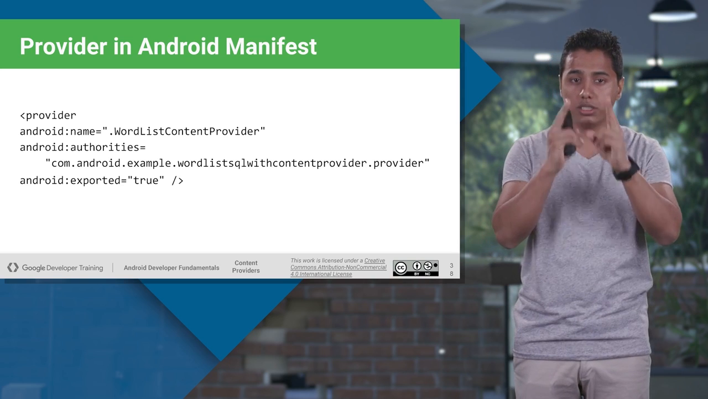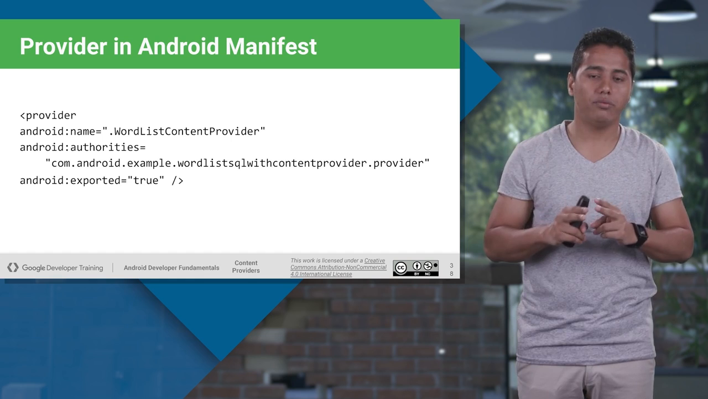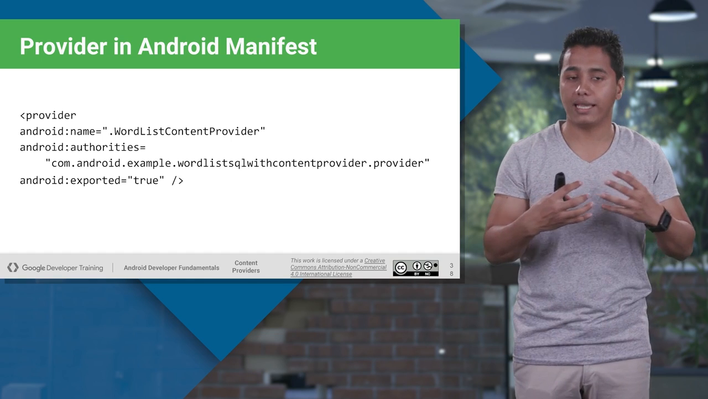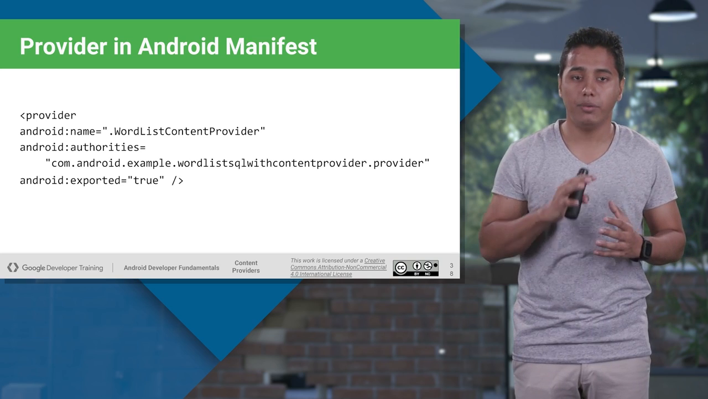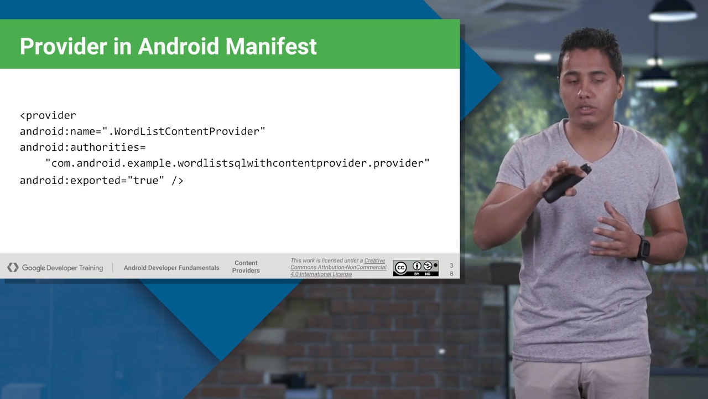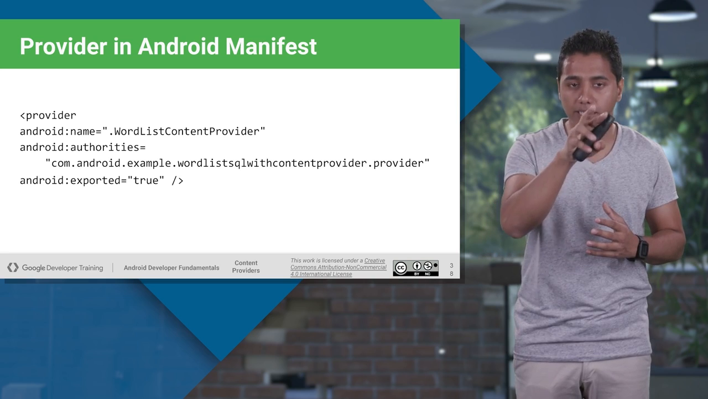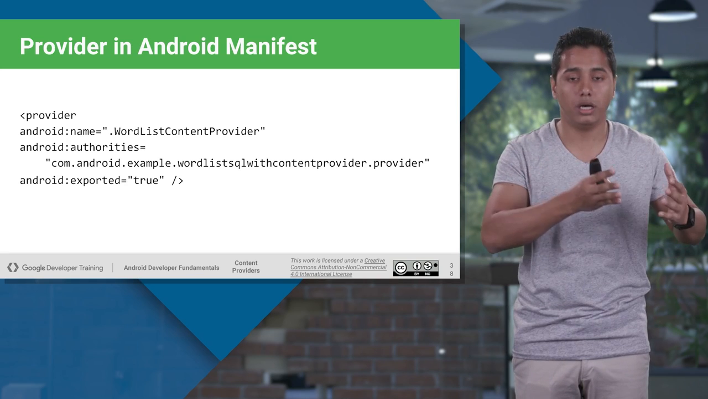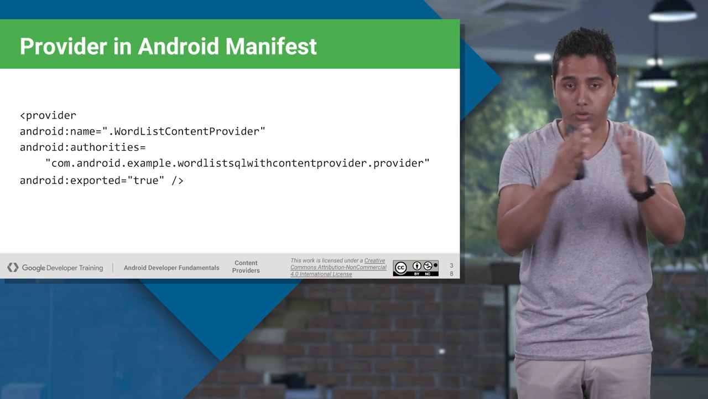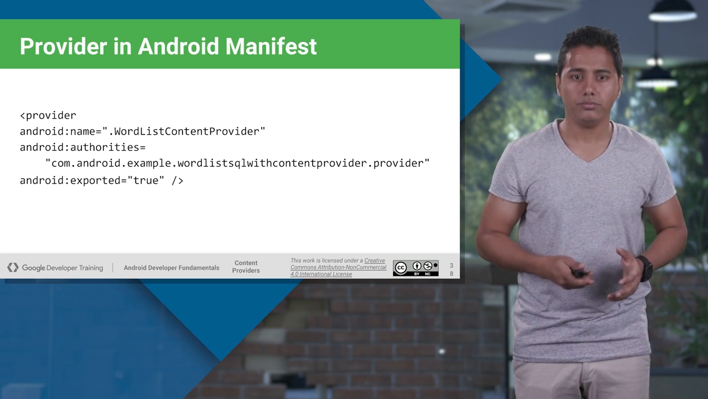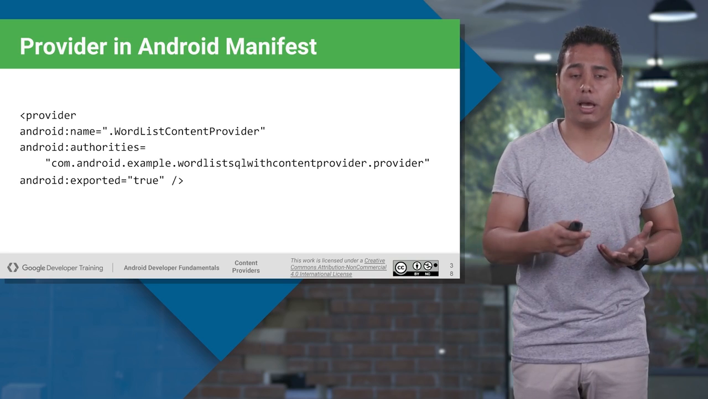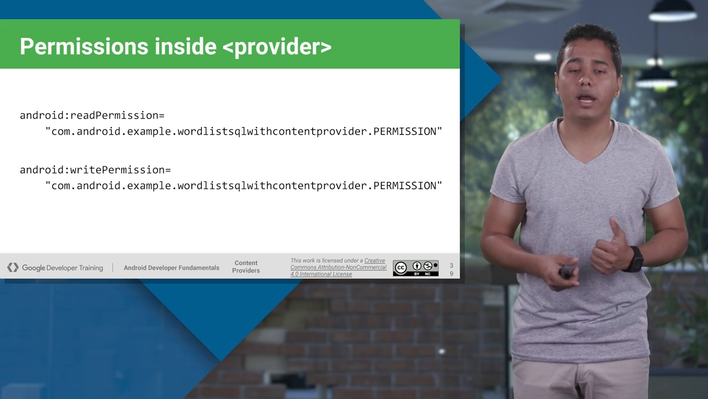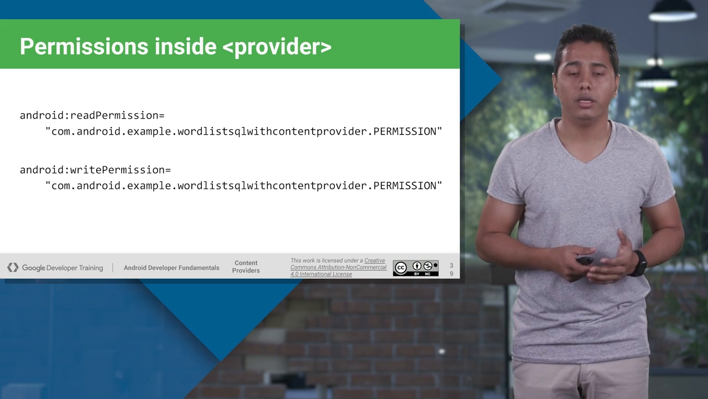So make sure the authority you are defining there is the same. That's the only way you can access your content provider. Every time any other application wants to access your content provider, they have to put the same authority there, plus the other part of the whole content URI too. Set exported to true so that other applications can also use your content provider. So this is how you can define the permissions inside the provider.